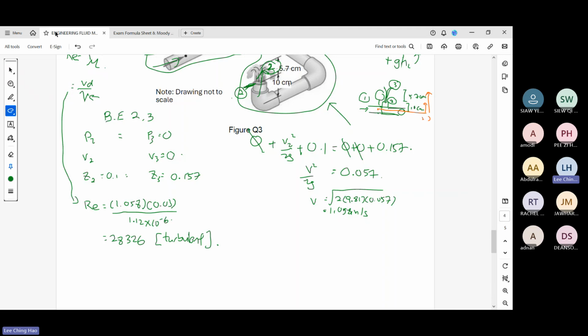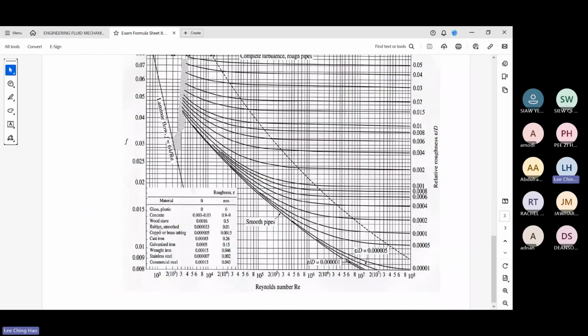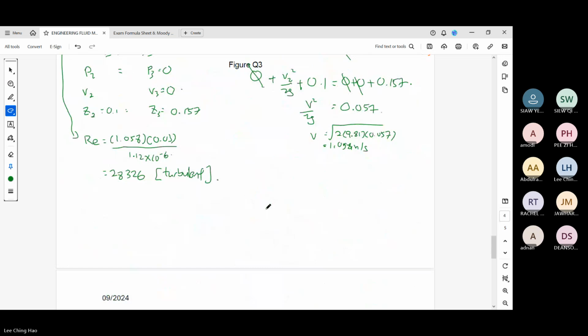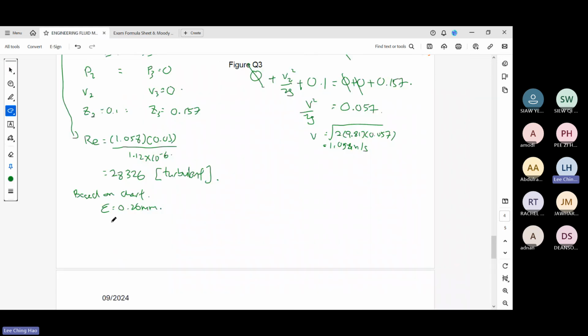First of all, the question says cast iron. Based on the chart, you see, for cast iron the roughness is 0.26 mm. But what they want from here is the relative roughness. So relative roughness is epsilon over D.